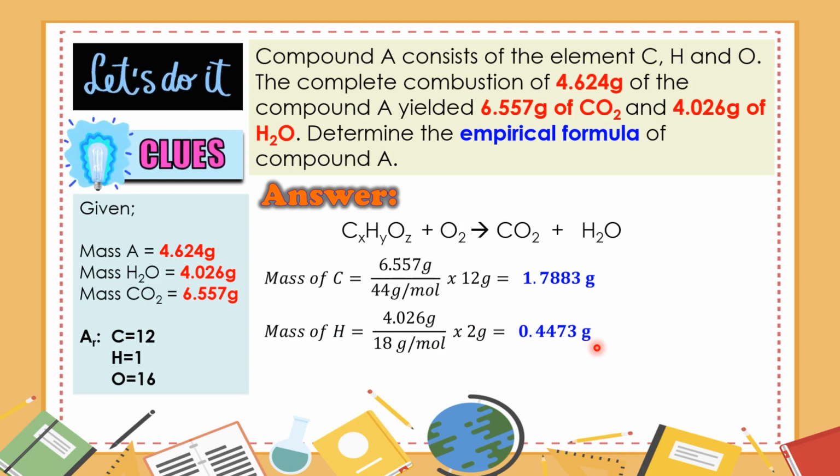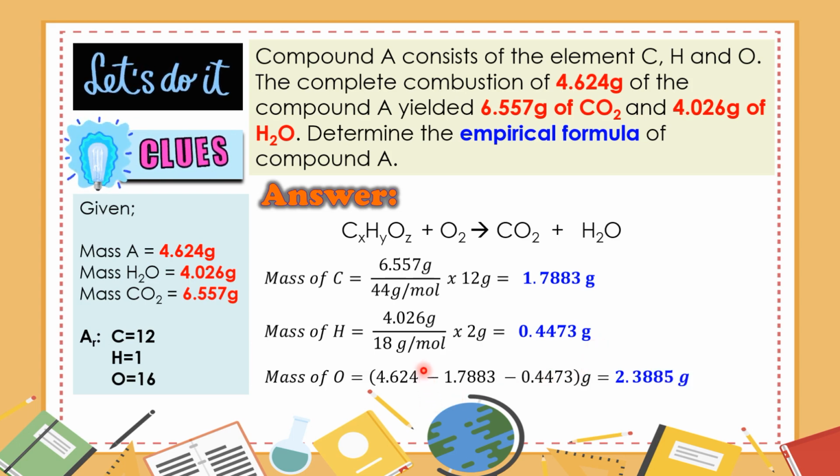For the mass of oxygen, we can calculate as follows: mass of compound A minus mass of carbon minus mass of hydrogen. Mass of oxygen is equal to 2.3885 gram.